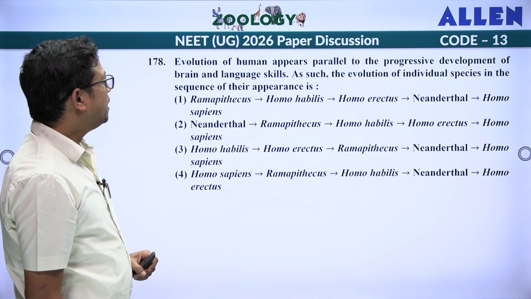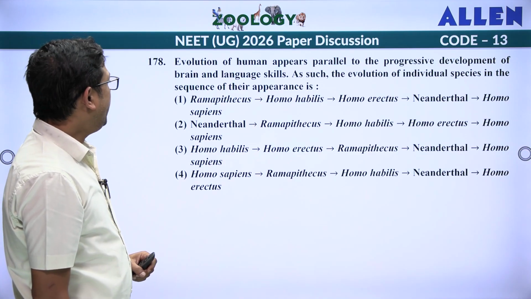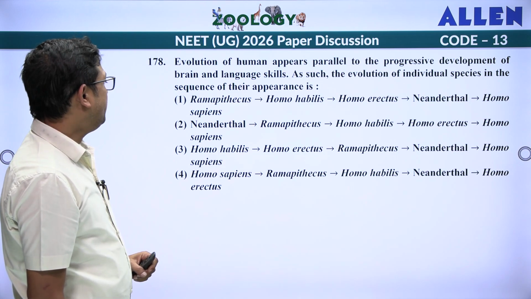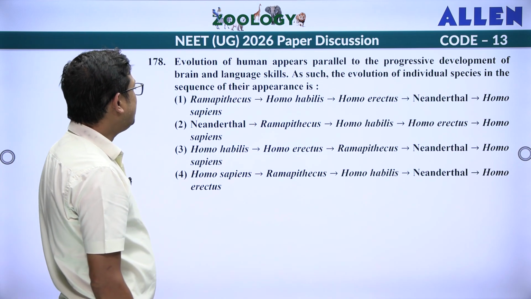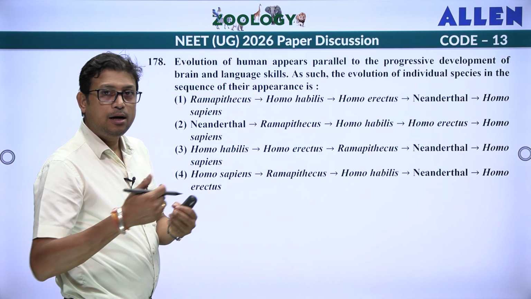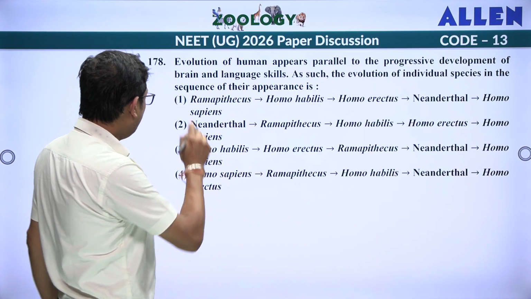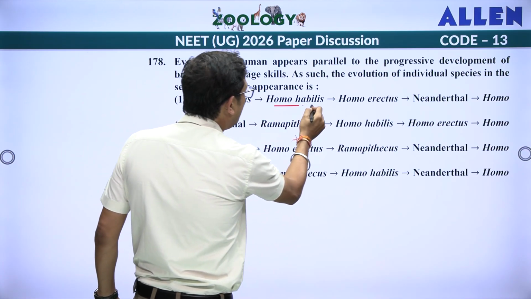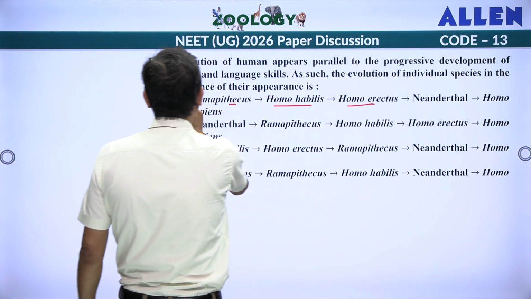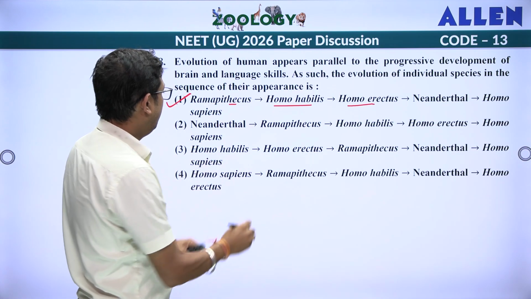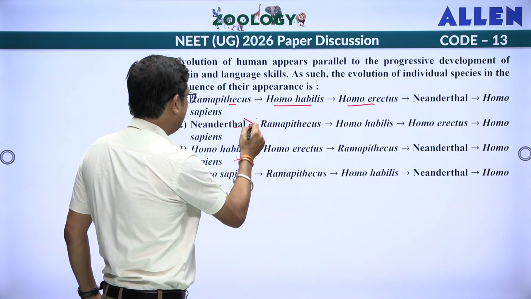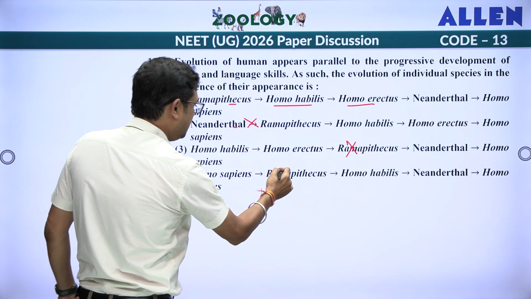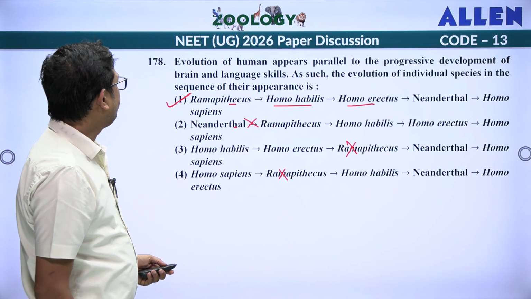Evolution of humans appears parallel to the progressive development of brain and language skill. As such, the evolution of individual species in the sequence of their appearance. So we know that first is Dryopithecus, then Ramapithecus. So Ramapithecus should be first, and only one option says Ramapithecus first. But anyway, we will check. Ramapithecus, Homo habilis, Homo erectus, Neanderthal, Homo sapiens. This is true. Here Ramapithecus and Neanderthal, no. Homo habilis, Homo erectus, Ramapithecus will not come here. So the answer is 1.